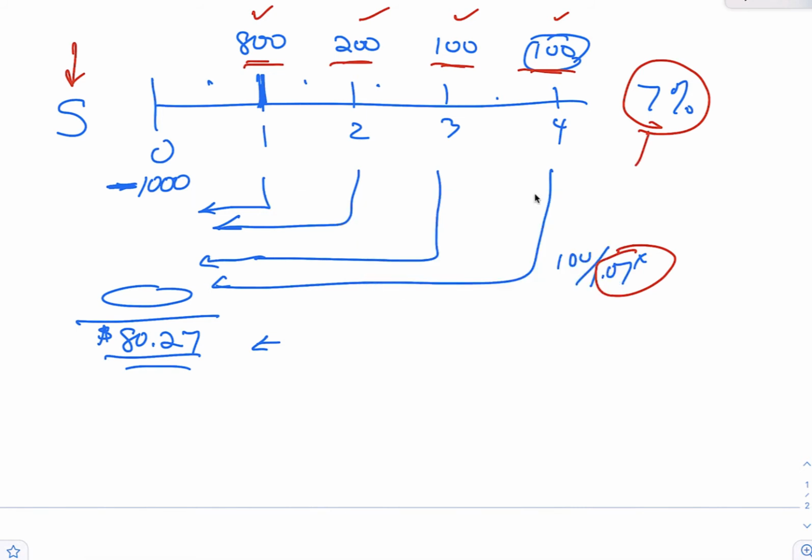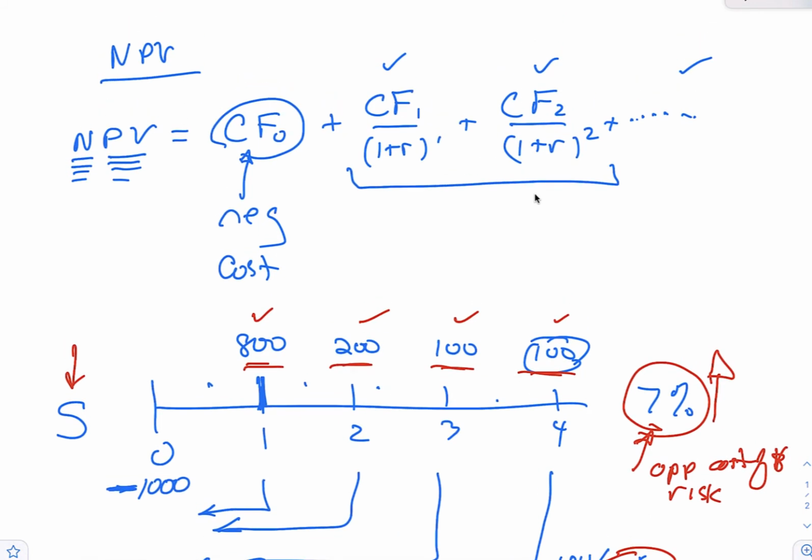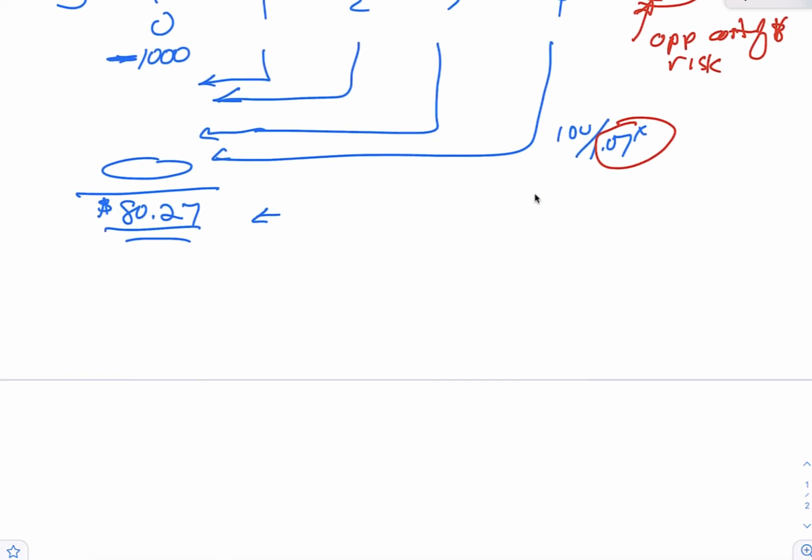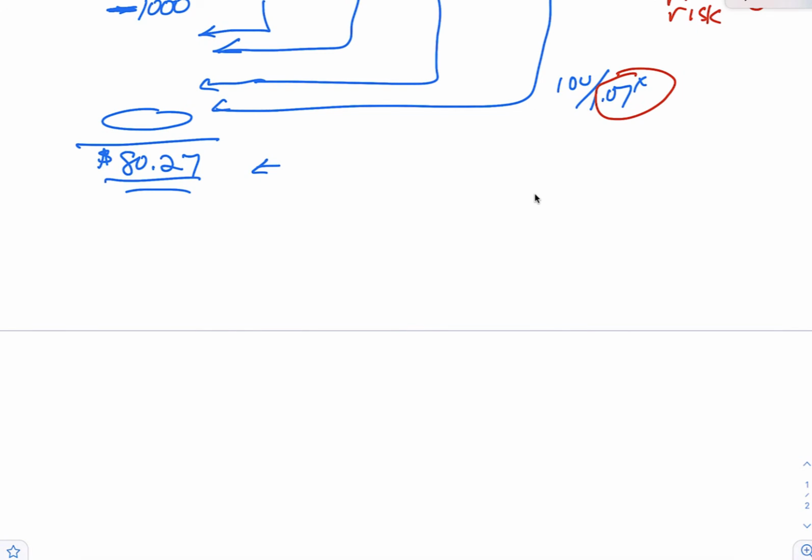And not only that, but this 7% not only reflects the opportunity cost of money, it also reflects risk. So the higher the risk, the higher the R, the discount rate that we use here. And if R goes up, the present value of each cash flow goes down, then that means net present value goes down. So it's a direct application of present value calculations that we did at the very beginning of the semester.